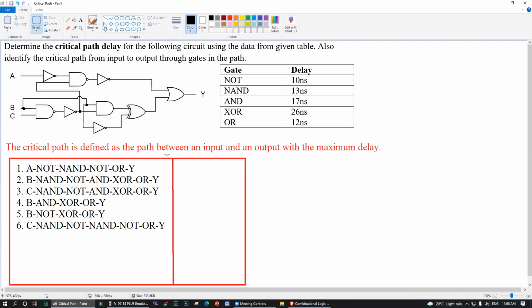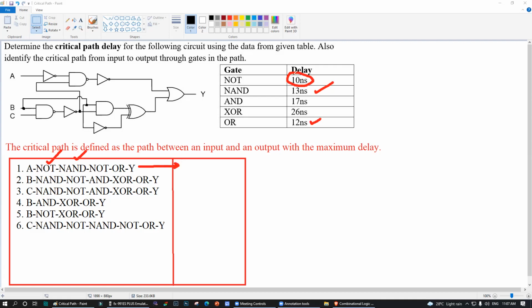Now I want you to calculate the critical path delay, right? So what is the calculation for this one? A, NOT, NAND, NOT, OR, Y. What is the value of NOT? The NOT gate is 10 nanosecond delay. NAND is 13 nanosecond delay. NOT again 10 nanosecond, and OR is 12 nanosecond. What is the delay for this one?